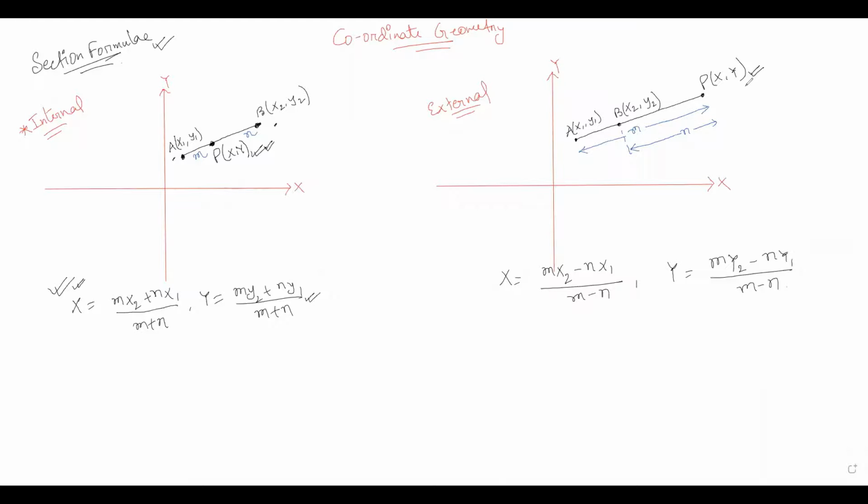In this case also, let us assume that the point P divides AB externally in the ratio m:n. So in this case, the x and y coordinate of the point P is given by x coordinate equals mx2 minus nx1 upon m minus n, and y coordinate is given by my2 minus ny1 upon m minus n. Now let us see one question based on this sectional formula.